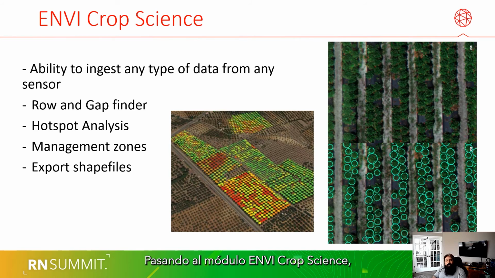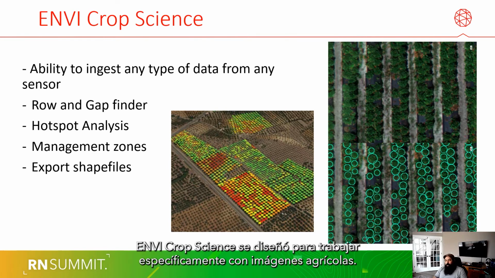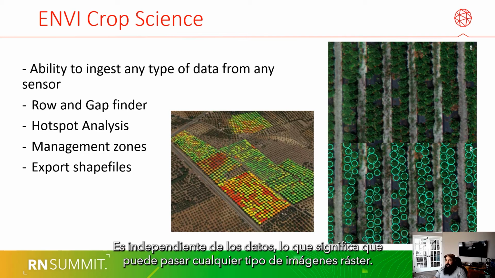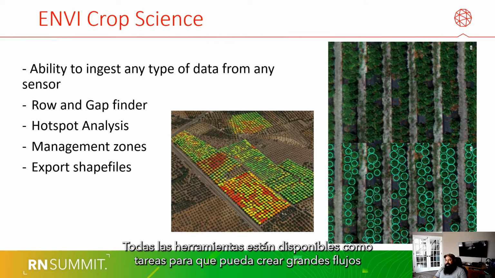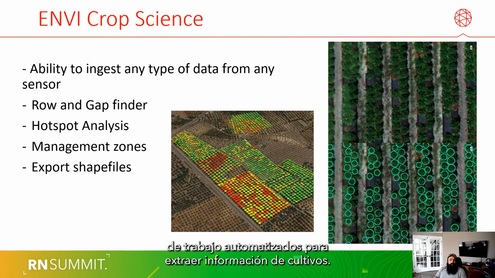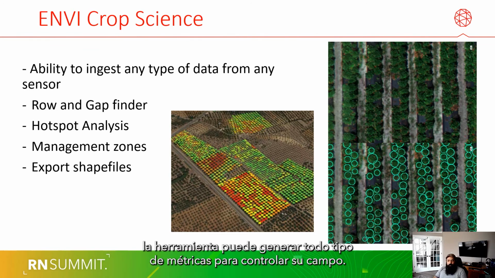So moving on to ENVI Crop Science module. This platform contains remote sensing analytic tools for precision agriculture. ENVI Crop Science was made to work with agricultural imagery specifically. It's data agnostic, meaning you can pass any type of raster imagery in. All of the tools are available as tasks, and you can create large automated workflows to extract crop information. Once you've defined and counted your crops, the tool can produce all sorts of metrics to get a handle on your field.